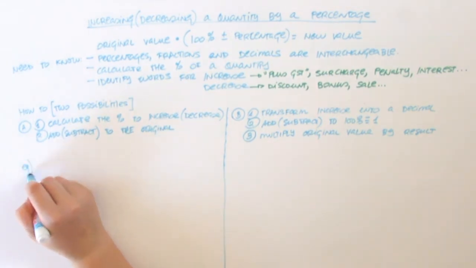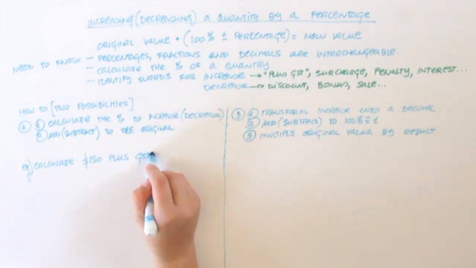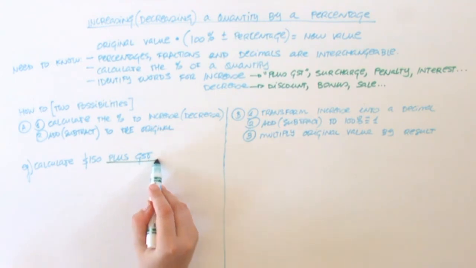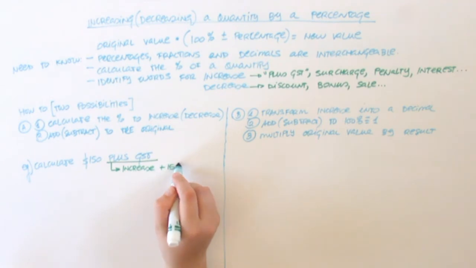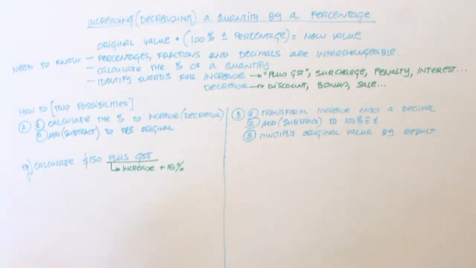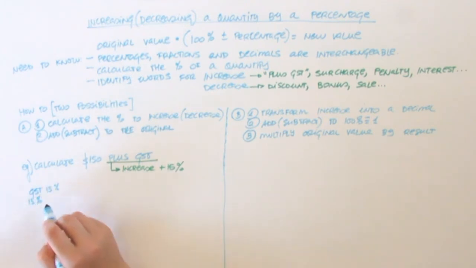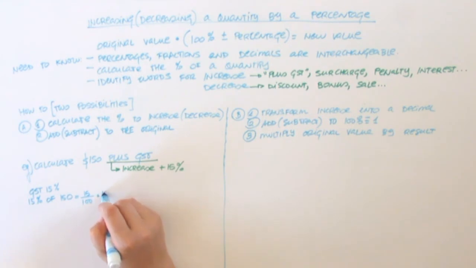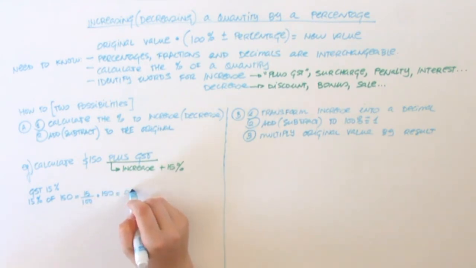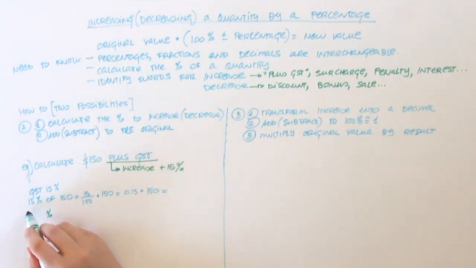They ask me to calculate $150 plus GST. So the first thing I do is I read that plus GST, and I think that that's an increase. And actually it's an increase of plus 15%. So GST is 15%. I need to calculate 15% of 150. There is a video somewhere about how to calculate percentages, so I can do it as that, or as 15 over 100 times 150, or as 0.15 times 150, depending if I'm working as a percentage, a fraction, or a decimal.